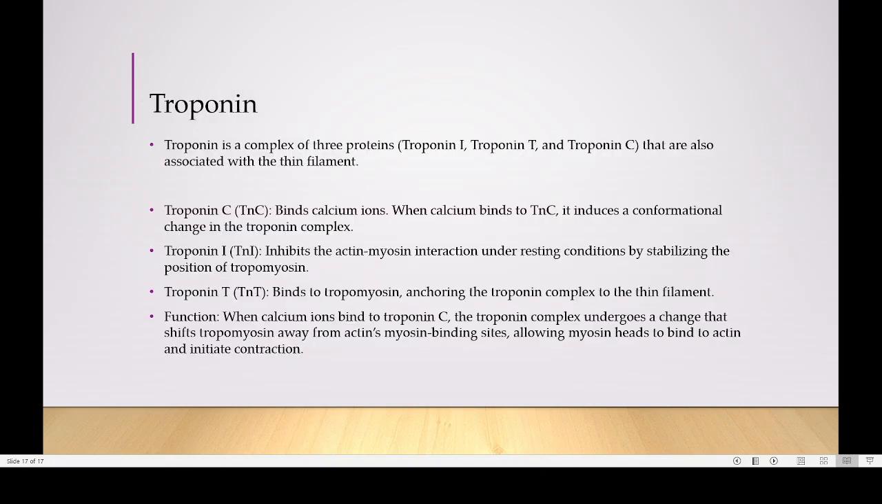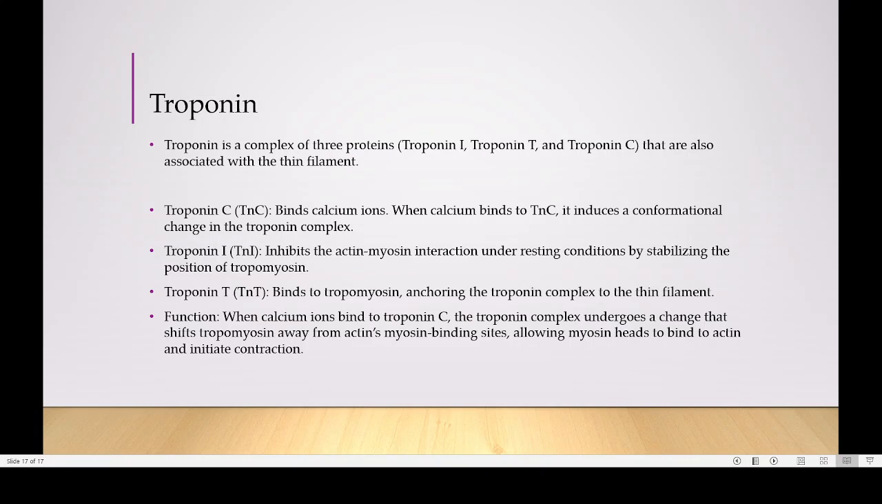Now we have one more protein, troponin. It is a complex of three proteins: troponin I, troponin T and troponin C. They are mainly associated with the thin filament. Here you can see this is the thin filament. So there is a troponin. See, this is tropomyosin, and this green colored one is known as troponin. In troponin we have three subunits.